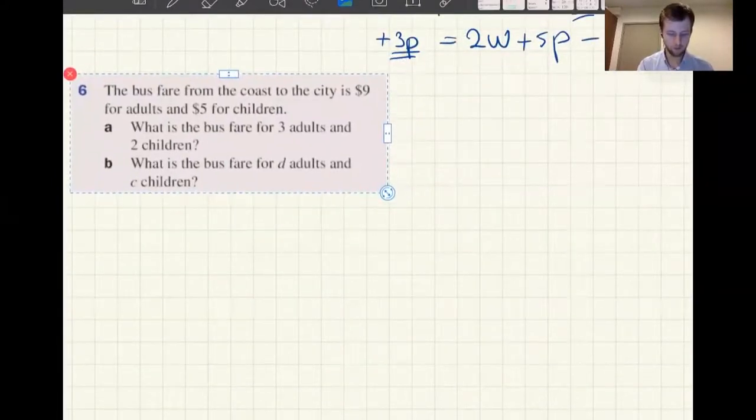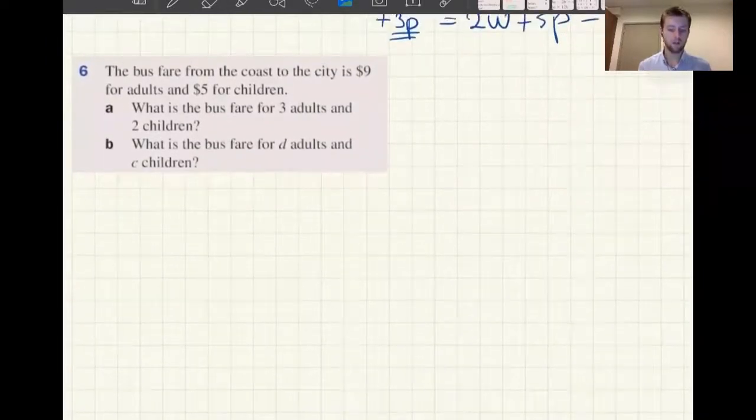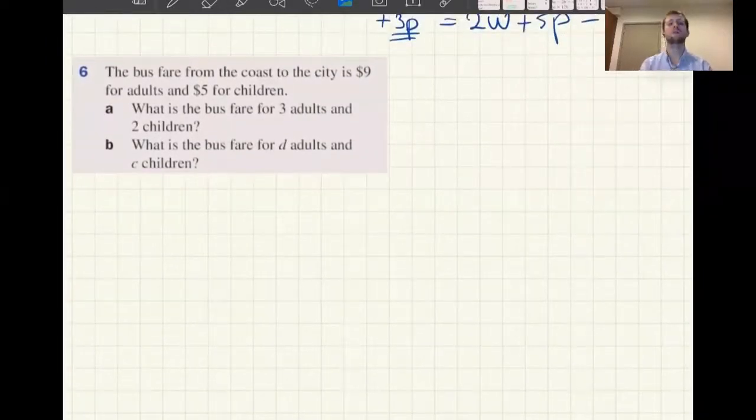Okay, so the bus fare from the coast to the city is $9 for adults and $5 for children. What is the bus fare for 3 adults and 2 children? That's pretty easy, right? And then what is the bus fare for D adults and C children? So again, we have to figure out the pattern about how it works, this kind of formula. And let's do it. So let's do A first.